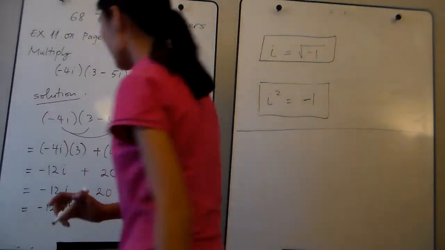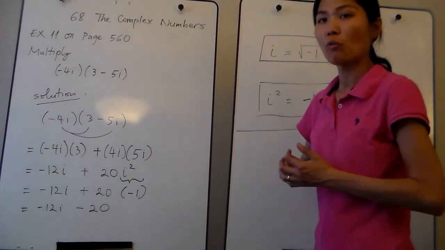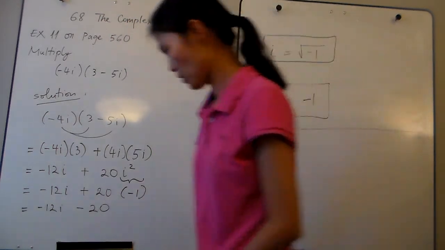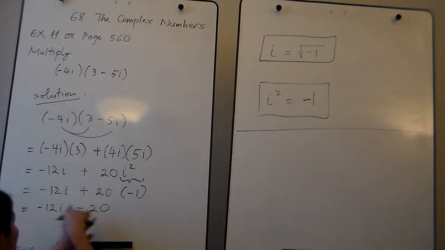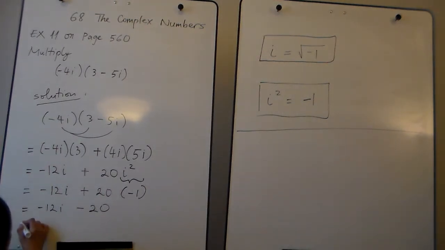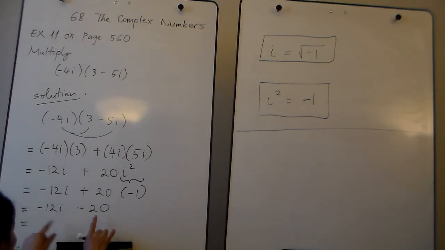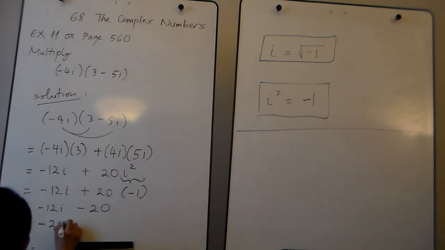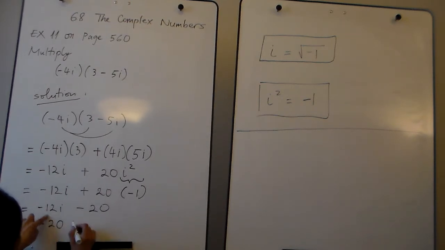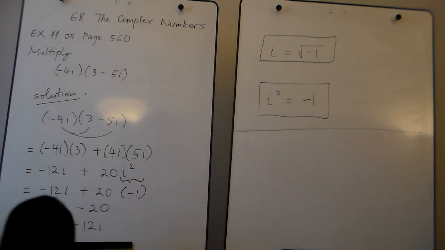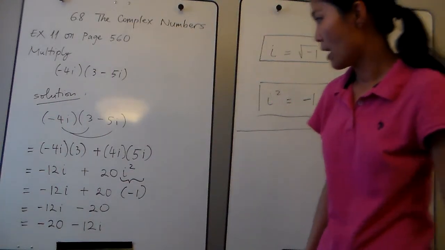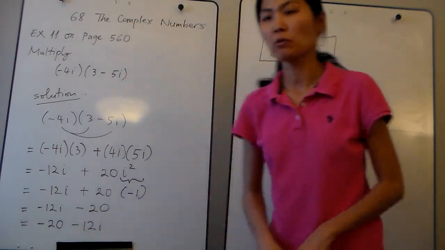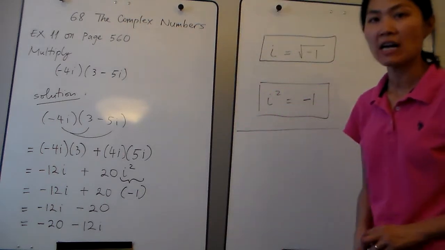Now, we know this is a complex number. Usually for a complex number, we like to write the term with i at the end. So you will see me switching the positions of these two terms. I will switch by moving this negative 20 to the front. So negative 20, and then this first term here becomes the second term, which is negative 12i. So the answer is negative 20 minus 12i. And the term with the i, usually we leave it at the end when expressing a complex number.